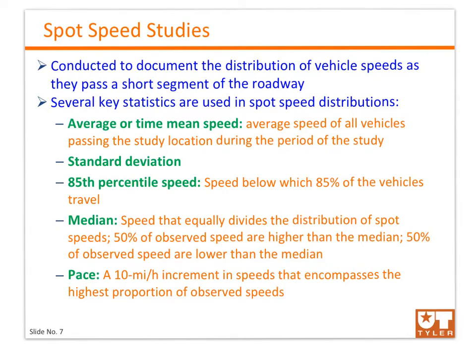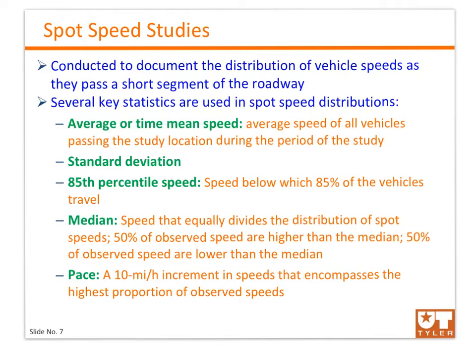So the very first one, again, is the average time speed, which is an average speed of all the vehicles passing through the study location during the period of the study. For example, if you go for half an hour and count 100 vehicles, you sum up all the speeds of those 100 vehicles over 100, and that will be the average or time mean speed. Then you need to get the standard deviation, which we all know, and the 85th percentile speed. What is the 85th percentile speed? It's simply the speed below which 85% of the vehicles are traveling.